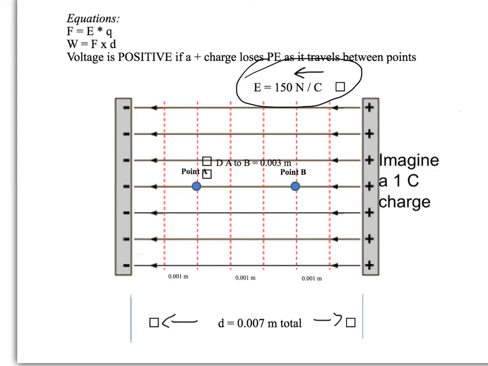Well, work is force times distance. What's the force that it feels? 150 newtons. If it feels 150 newtons of force, over what distance do I actually have to make that force apply? I have to apply that force over a distance from A to B, which is defined here as 0.003 meters. So 150 newtons times 0.003 meters is going to give me the work I have to do and the potential energy difference between point A and point B.